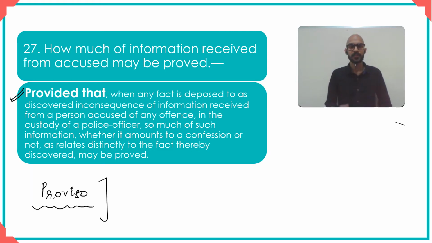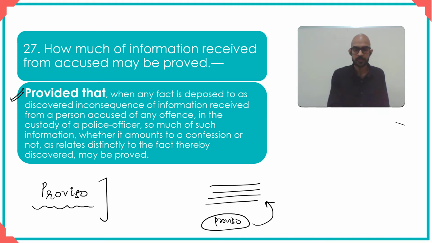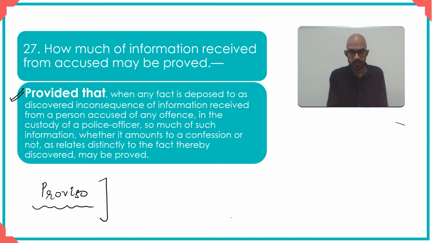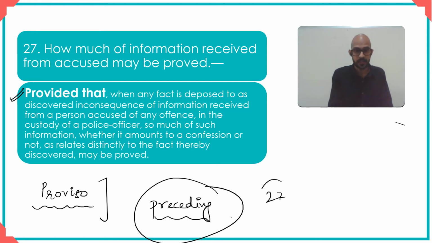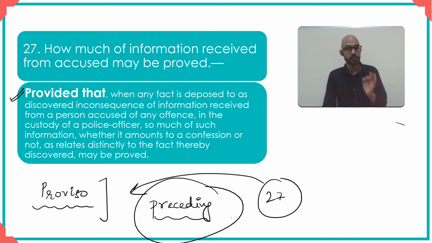Okay, so a proviso is something that basically supplements or controls what has been said before that, right? So you've seen this often, that there might be a section and that section is then followed by a proviso, and that proviso controls or limits what has been said in that section. In this case, the section itself is starting with the proviso, right? So what is it a proviso to? Obviously, it has to be a proviso to something preceding it. Okay, so you have section 27 that starts as a proviso, and therefore it is important for you to know that it controls something preceding it.